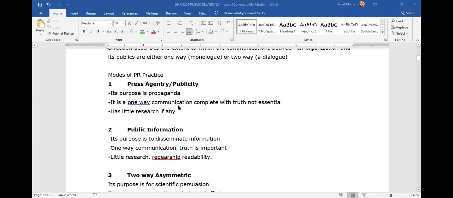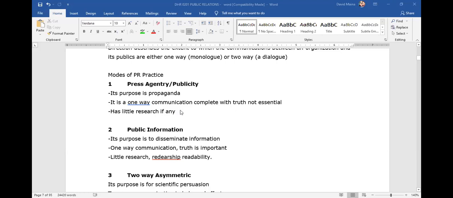It has little research, if any. You're going to realize that little research has been done. We are the best university in the world. Little research has been done, whether you are the best or the worst, something like that.